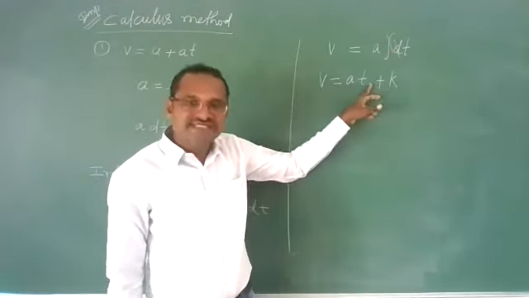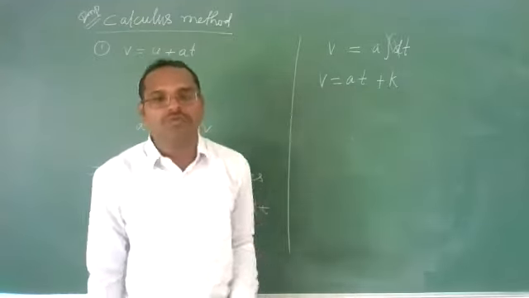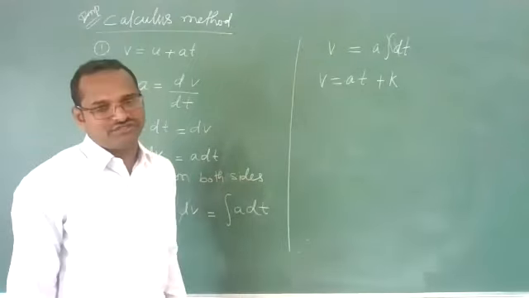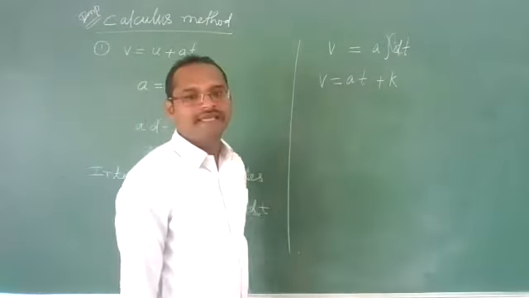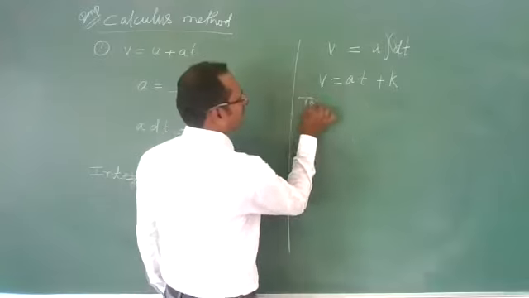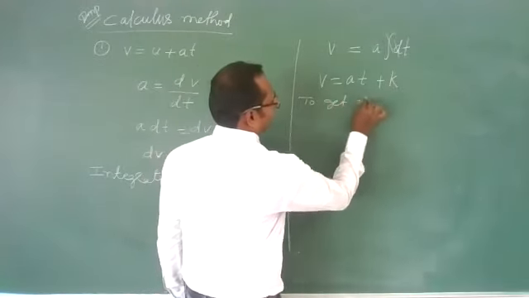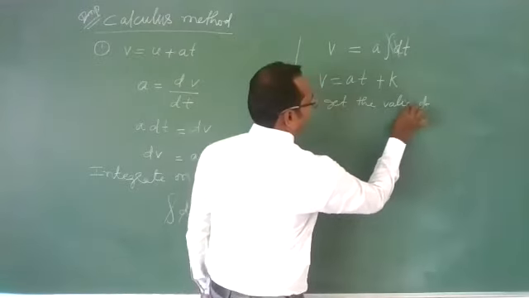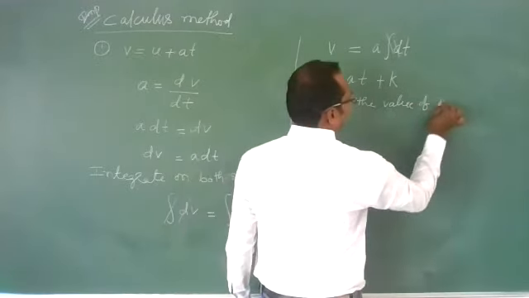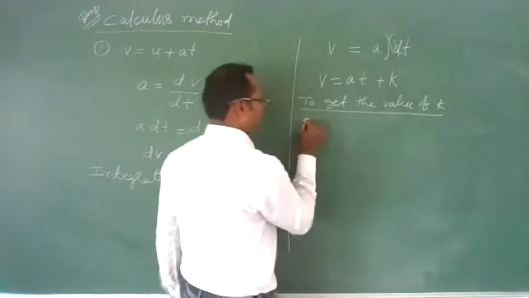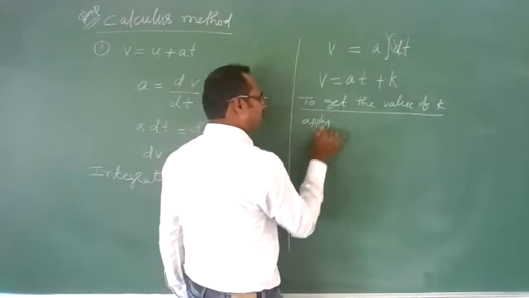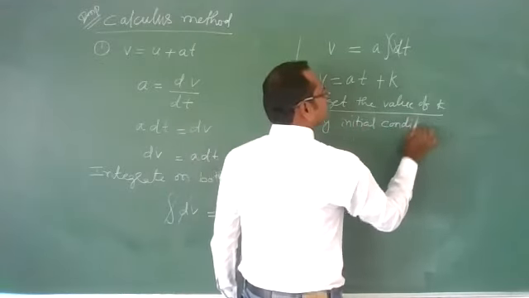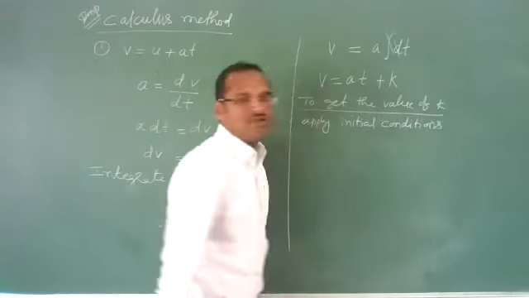But along with this, you get one constant term k also. That we call the constant of integration. Now to get the value of k, apply initial conditions.